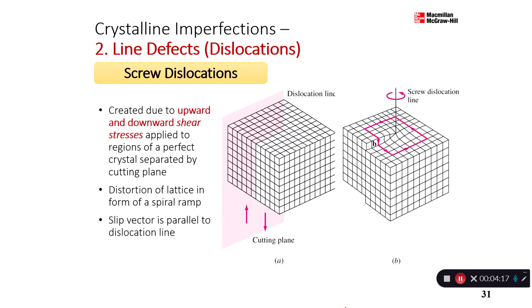The next type of line defect, the second type, is the screw dislocation. When you hear screw, you know that there's some kind of rotation involved, which is exactly the case here. This is the original structure, and then you can see there's a plane here.